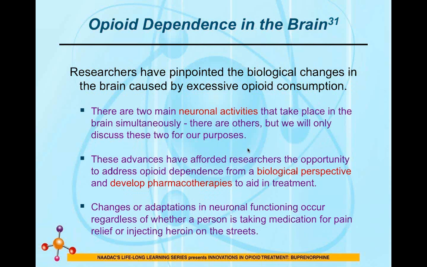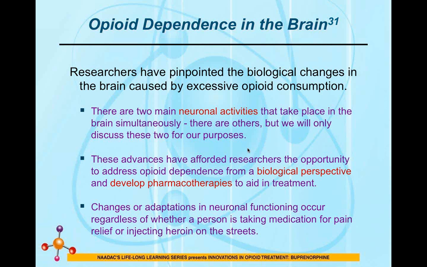So the beautiful thing about research is that it has 100% identified and pinpointed these biological changes in the brain that are caused by excessive opioid consumption. And they've identified 2 main neuronal activities that take place in the brain simultaneously. And just to be clear, there are many others. But for the purposes of today, we just want to talk about these 2 main neuronal activities to help explain how opioid dependence sets in, what withdrawals look like, and how these medications can help.